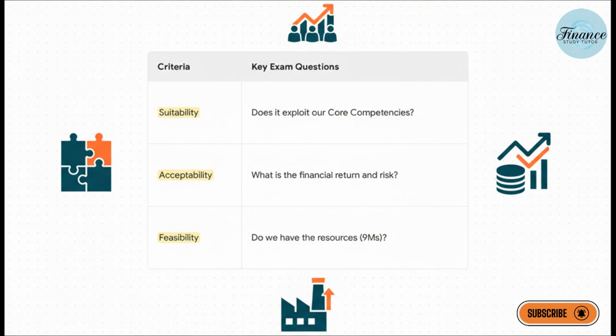For acceptability, you put on your investor hat. What's the payback? What's the risk? And for feasibility, you become the practical manager. Do we have the cash, the skills, the technology? A top-scoring answer doesn't just focus on one. It gives a balanced, justified argument across all three, using evidence from the case to back up every single point.